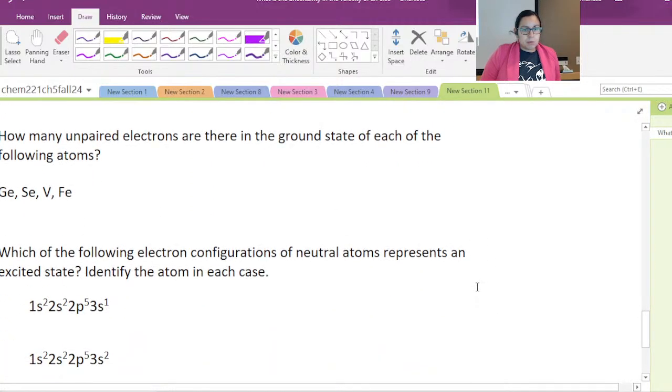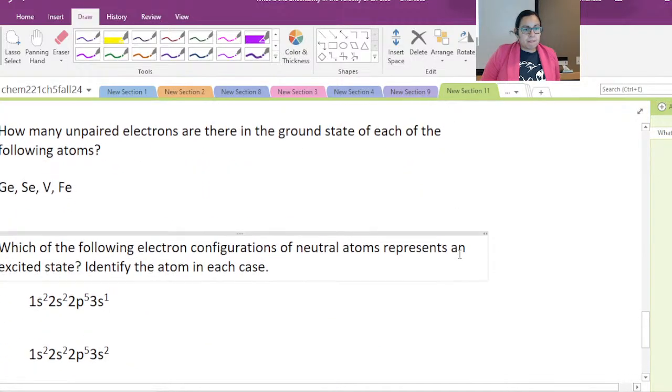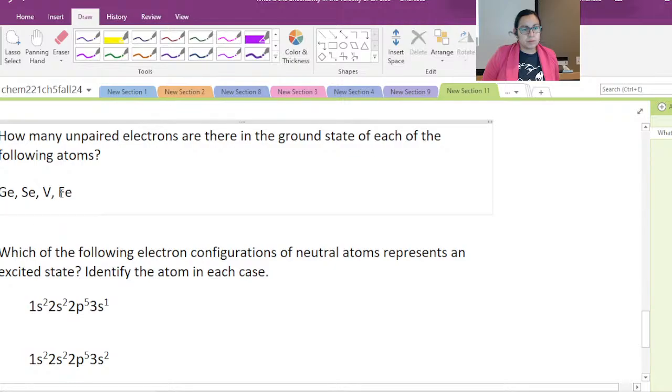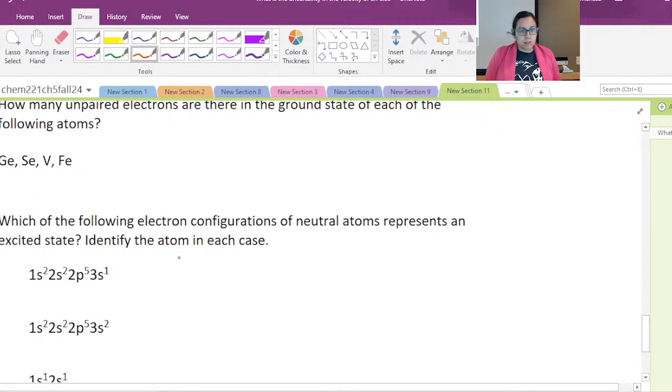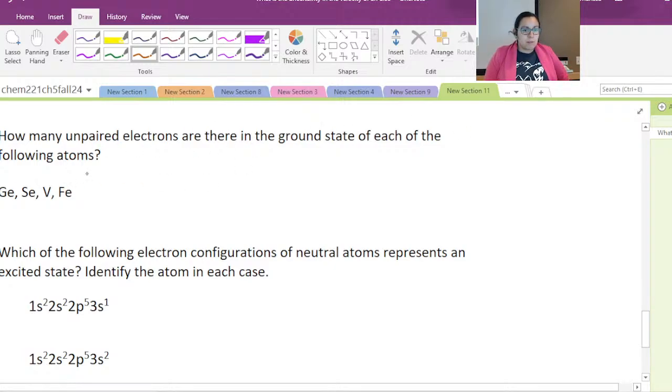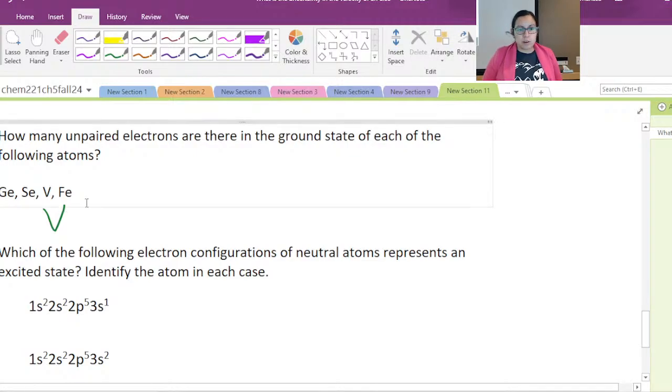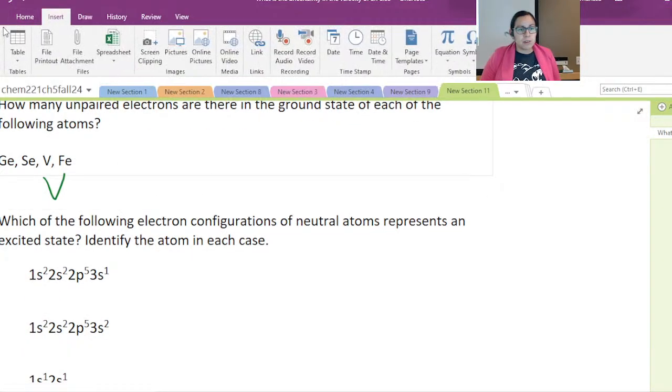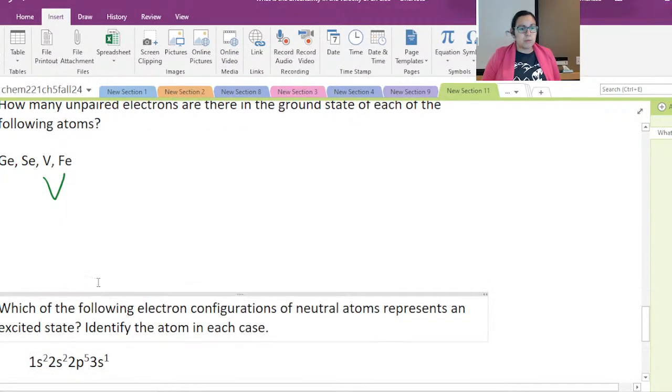Let's look at some other ones. Let's look at this problem down here. Now let's look at how many electrons we would predict are unpaired in the ground state for these atoms. Let's look at vanadium. So start with the electron configuration. Write out those orbitals. What do you think?